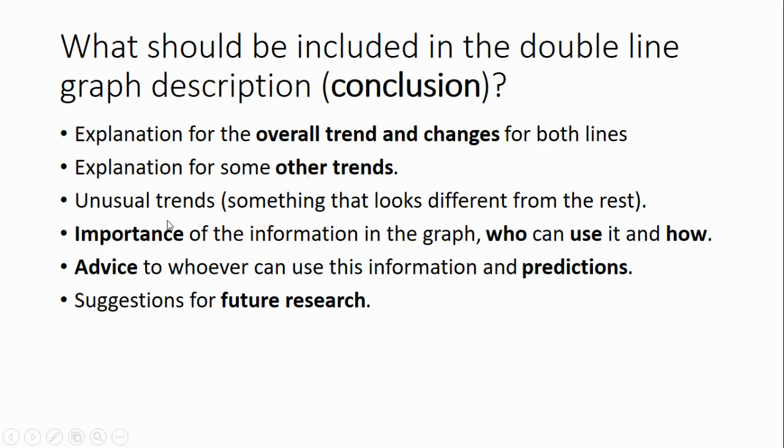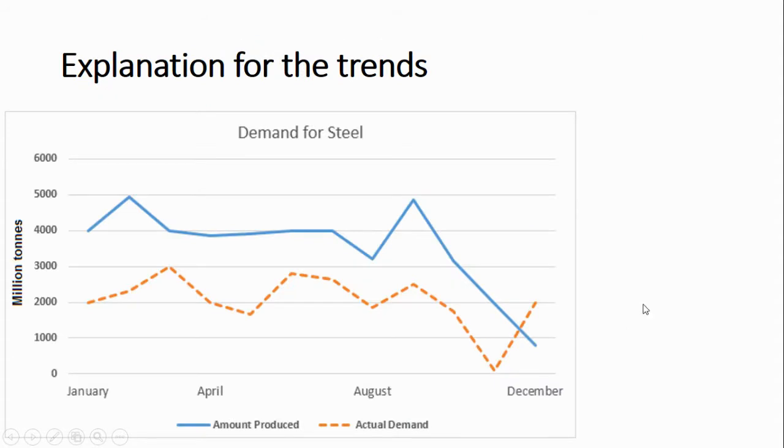Mention unusual trends if something looks different from the rest of the graph, and the importance of the information, who and how can use it. You need to give advice to whoever can use this information, make predictions, and suggestions for future research. Well, we were talking last time about this double line graph.